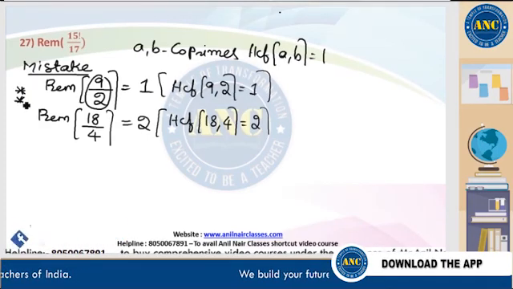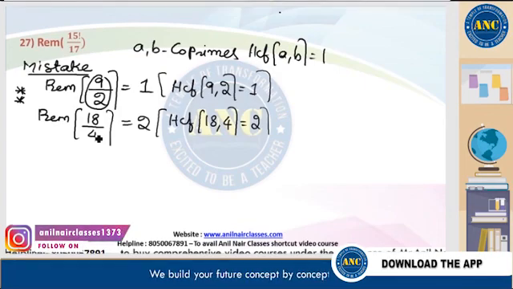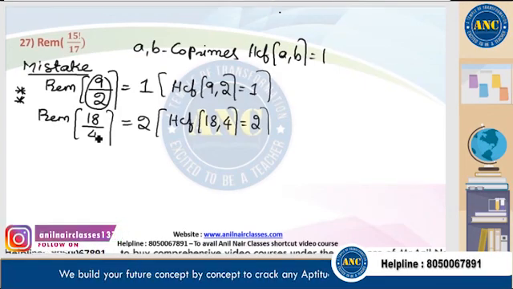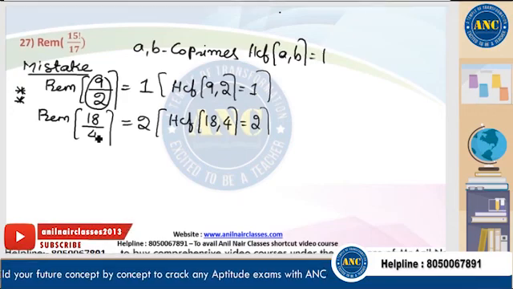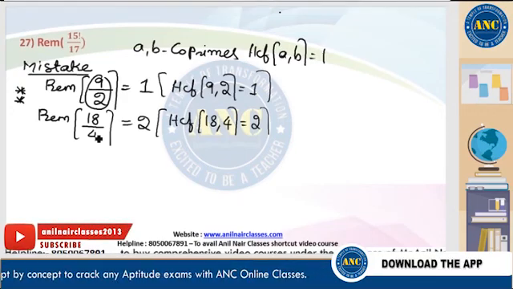I hope it is clear. Even though 18 by 4 seems to be like 9 by 2, when you are doing 18 divided by 4, the remainder is getting affected. Now why am I doing this?